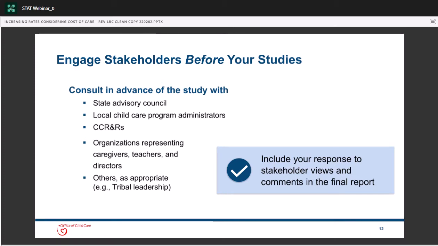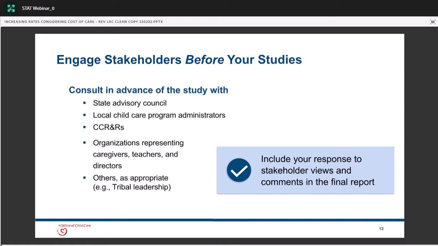In my humble opinion, this is perhaps the most important slide in the whole presentation, engaging your stakeholders before your studies. The CCDF plan asks you to explain how you consulted with the required stakeholders shown on the slide, the State Advisory Council or a similar coordinating body, the local child care program administrators, your child care resource and referral agencies, the organizations that represent caregivers, teachers, and directors, and other entities as appropriate to your state or territory or tribal area. Of course, it should go without saying, but needs to be said. Your tribal grantee administrators should be partners in these conversations as well.